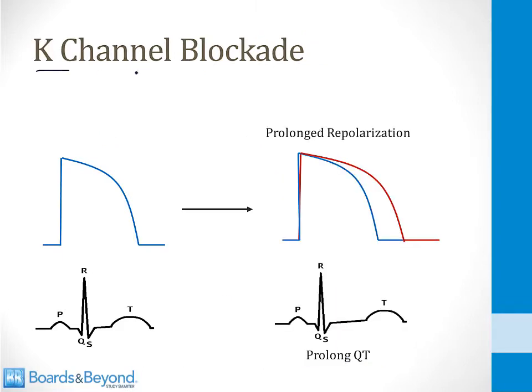In contrast, when you block potassium channels, the normal action potential changes such that repolarization is prolonged. That's because you are obstructing the outflow of potassium ions from the cells, and on the surface EKG, that can result in a prolongation of the QT interval.